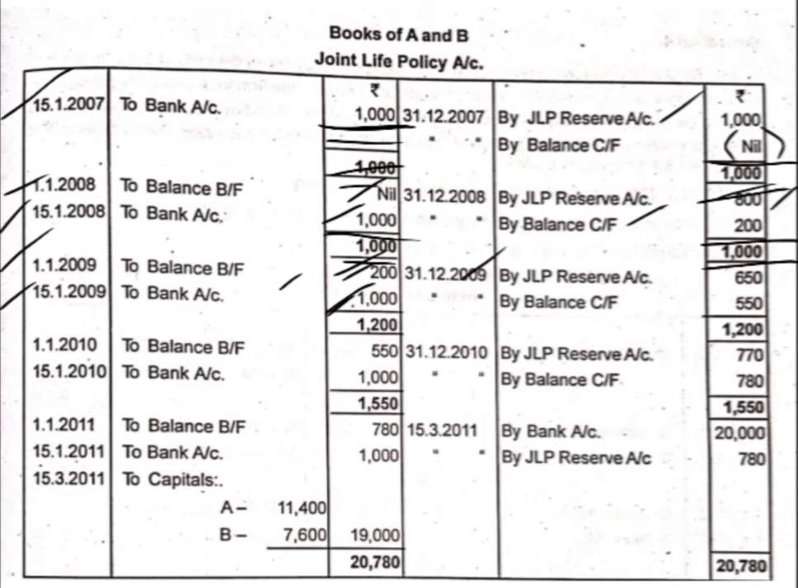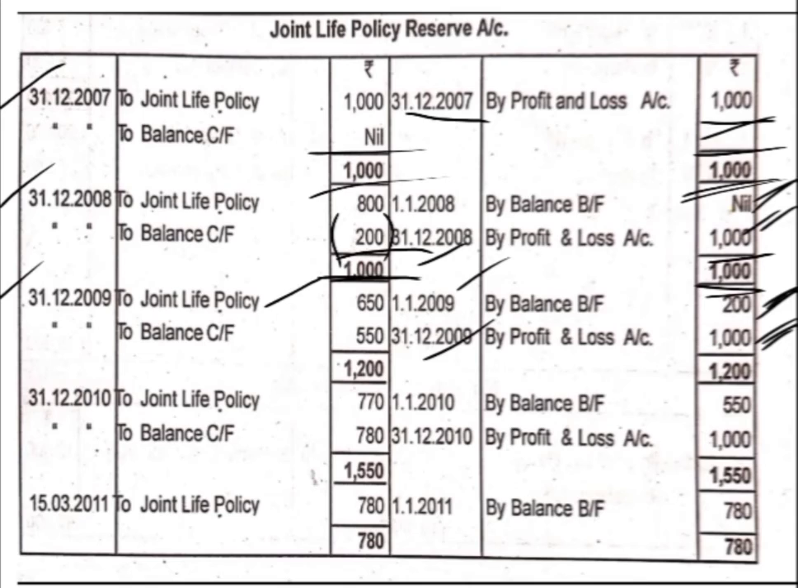After writing this entry, we are going to close the account for this year, and we are going to have the balance of 550 by balance carried down. The same balance will be brought down at the beginning of next year, to balance brought down 550. Similarly, we have to do in the joint life policy reserve account also. We are going to close the account here, and we are going to have the balance of 550, to balance carried down. The same balance is brought down at the beginning of next year, that is on 1 2010, by balance brought down 550.